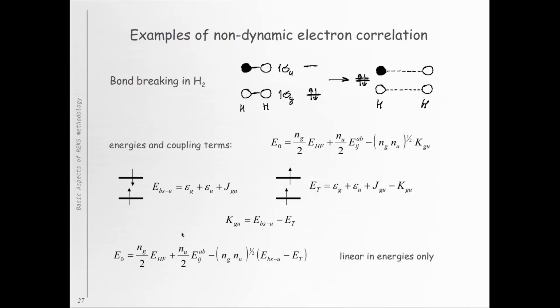And this expression has the advantage that it's linear in energies of several electronic configurations. So the main configurations, which are doubly occupied sigma g orbital and doubly occupied sigma u orbital, these are my main configurations, minus a coupling term, which is given by the energy difference between the broken symmetry electronic configuration and the high spin electronic open shell configuration. So this is very simple, and it has the advantage that it is linear in energies, and it's expressed in energies only.